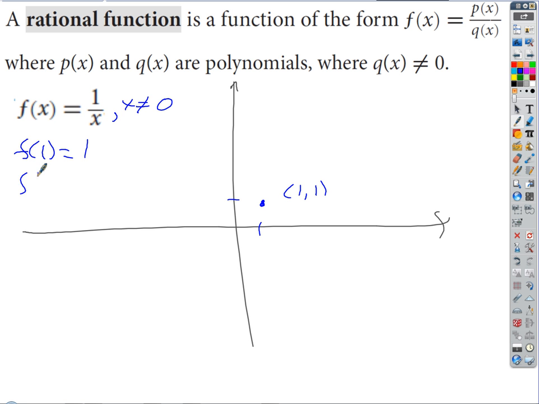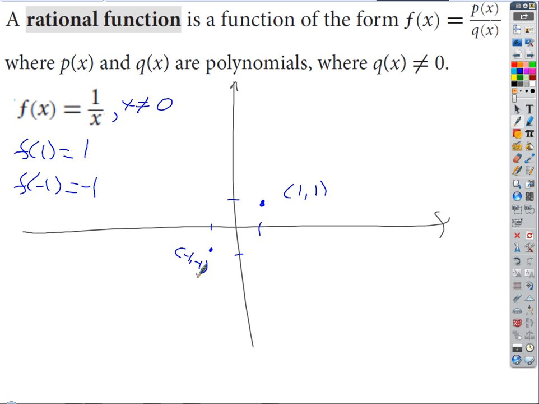What if I plug a value of -1 into my function? What do I get back? Go left 1 and down. Left 1 and down 1. Good, because I'm going to get back -1. So left 1 and down 1, so I get the point (-1, -1). Good. So those are 2 points that the graph has to go through.